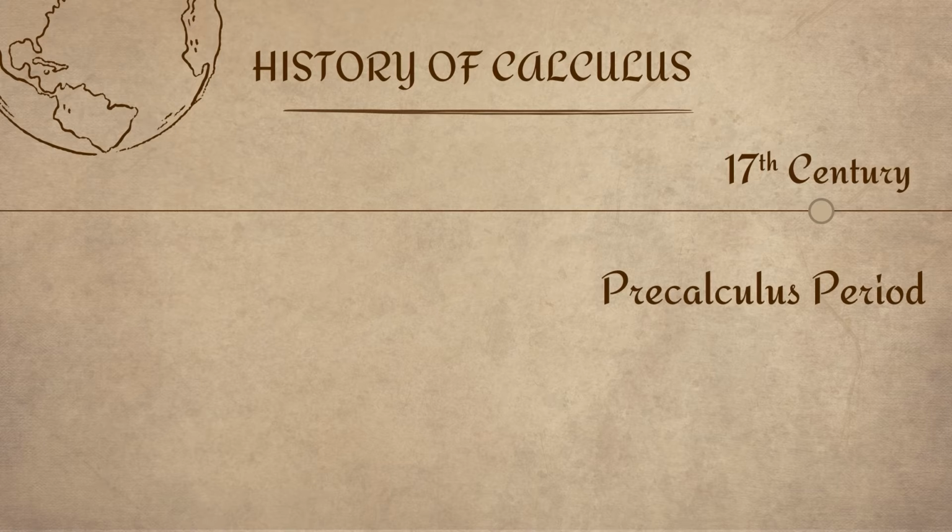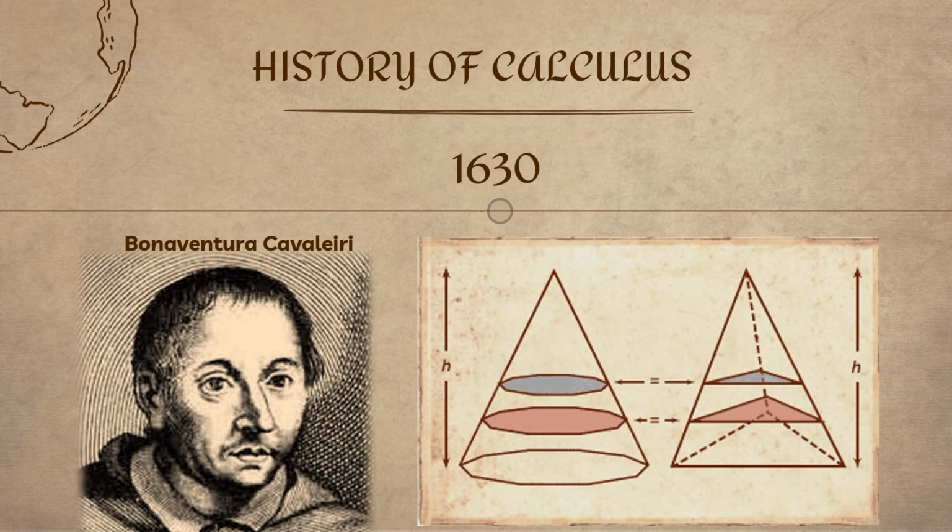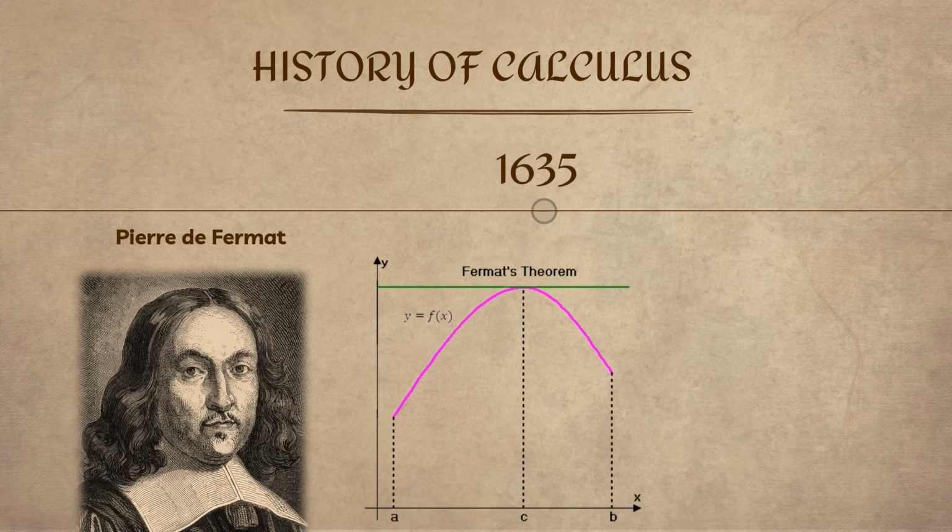aka the Precalculus period. In 1630, an Italian mathematician named Bonaventura Cavalieri found how to calculate the area of a plane figure, contributing to further development of the integral method. But his solution was too hard to understand, so, rejection. 5 years later, French jurist and mathematician Pierre de Fermat proposed solutions for maximum and minimum, the tangent problem of y equals x to the power of n, suggesting a solution for the integrals problem. But he didn't use the limit approach, so just close, but not accurate.